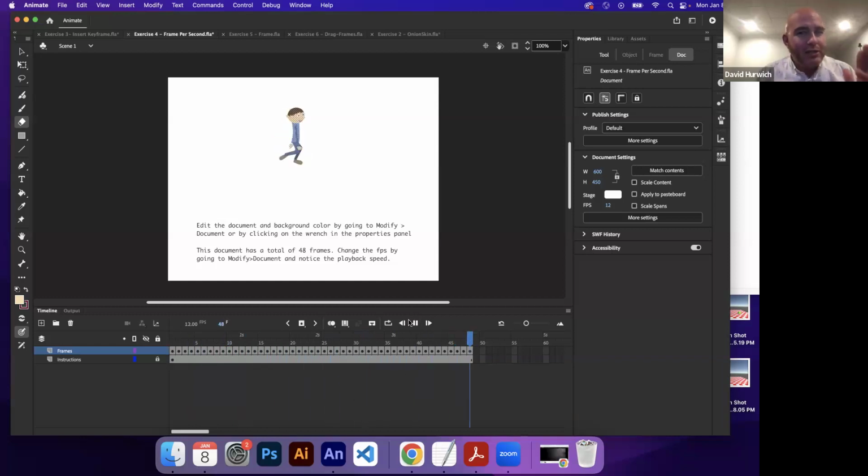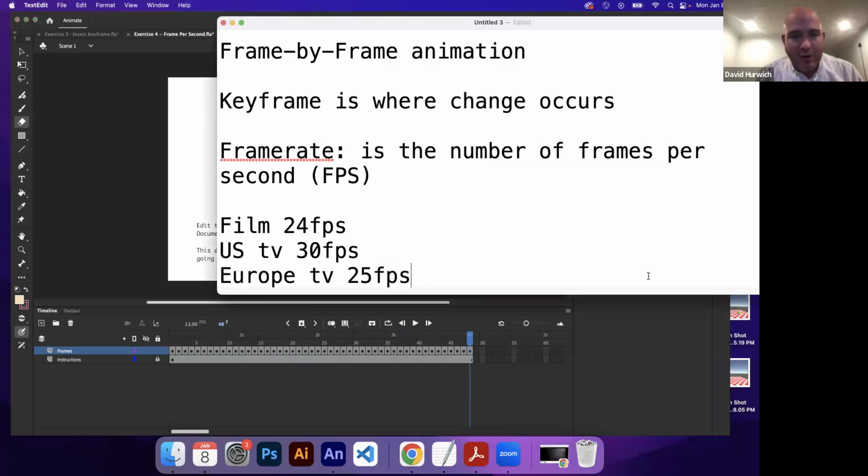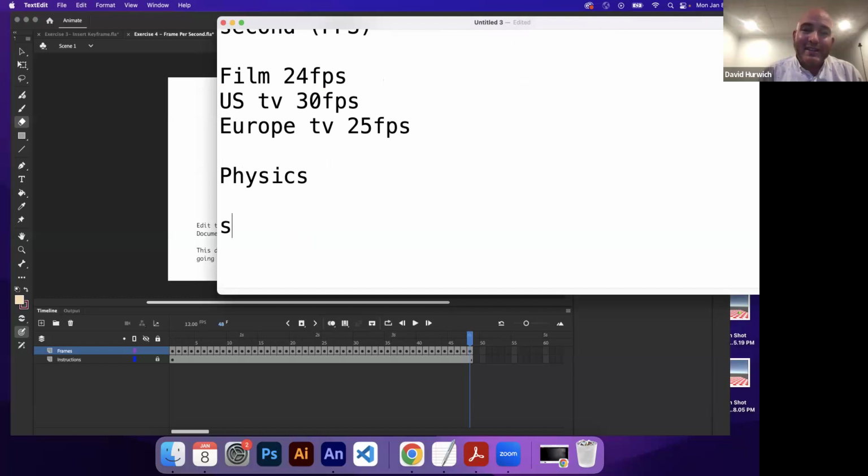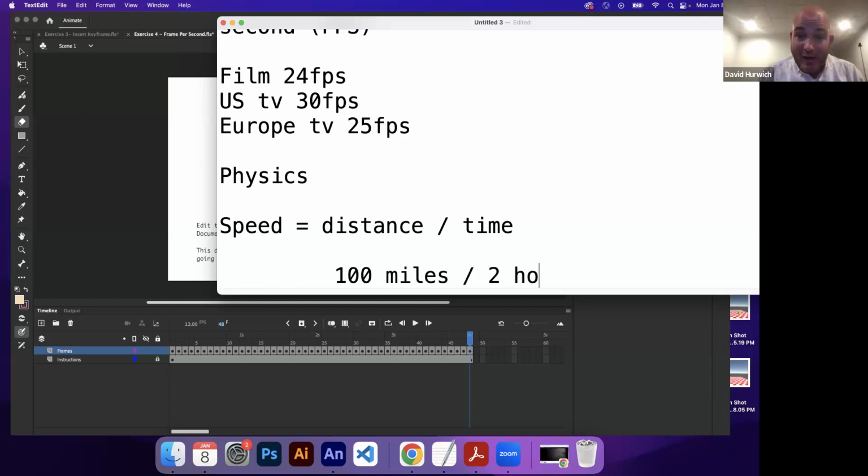Now, why did that happen? The answer really is physics. The answer really is speed. In physics, speed is defined as distance divided by time. In other words, if you go a distance of 100 miles and you did it in 2 hours, then your speed was 50 miles per hour, right?